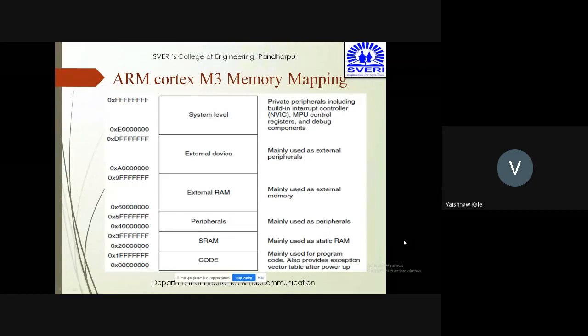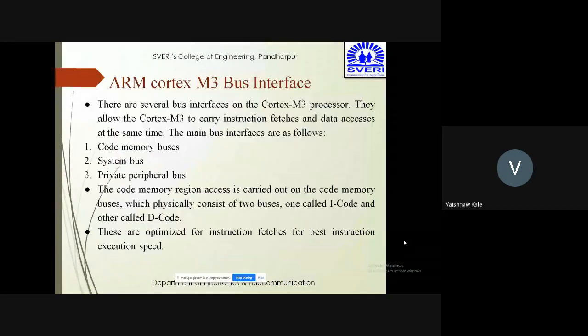So the code region is used mainly for program code. It also provides the exception vector table after power up. Then SRAM is mainly used as static RAM. Peripheral is mainly used for peripherals. Then external RAM is mainly used as external memory. Then the system level holds private peripherals, including the built-in interrupt controller NVIC, and MPU control and registers. So this is how the memory mapping of the ARM Cortex is.